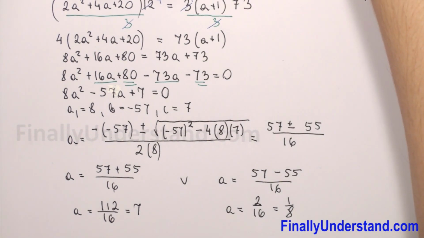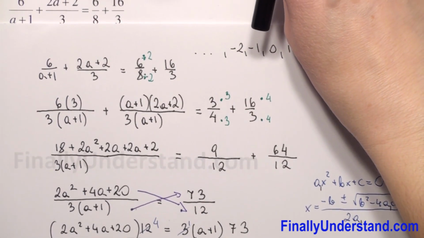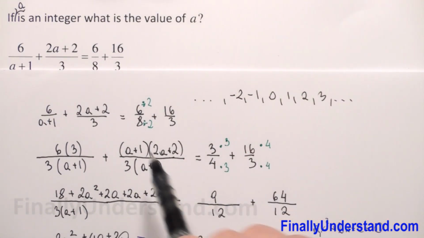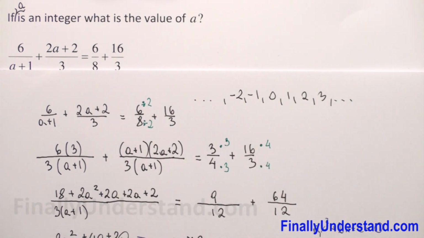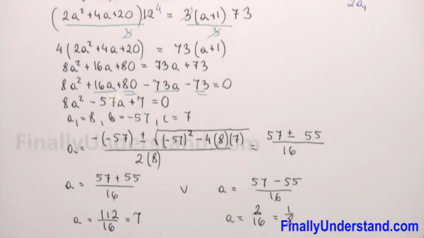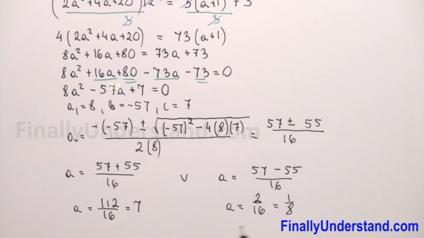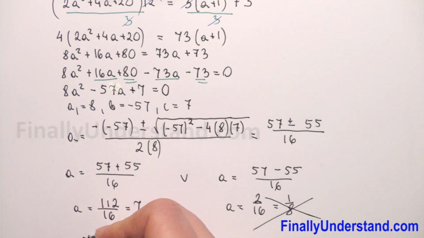But we have in our example that a is integer, so a can be only 7. The fraction is not integer. So our solution is a is equal 7.